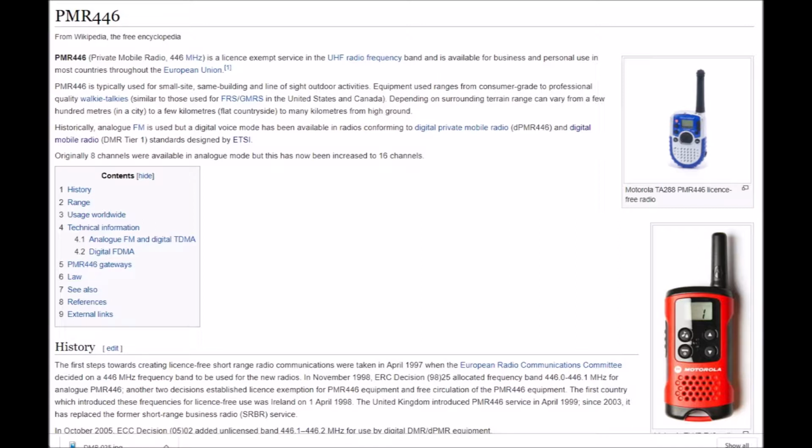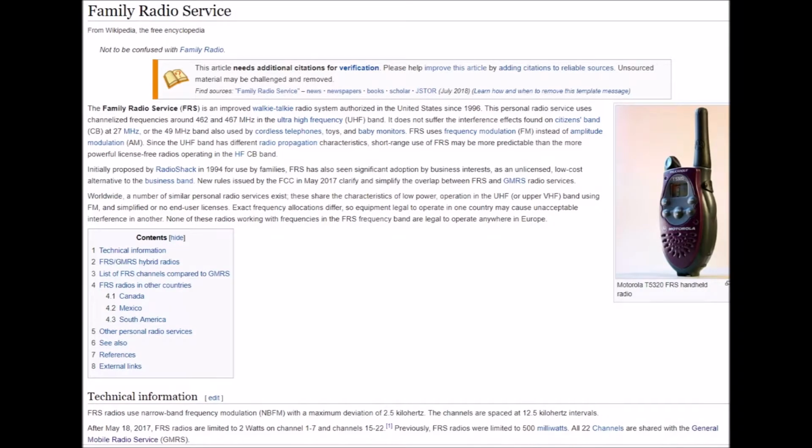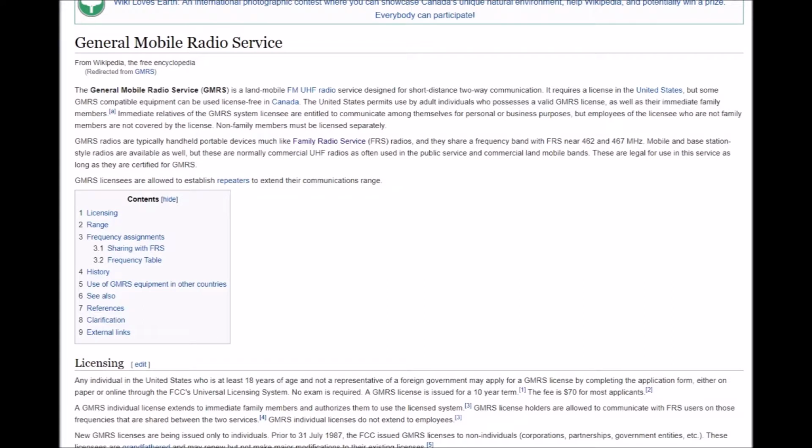Okay, so bottom line is that PMR 446 is kind of the European equivalent to the North American FRS, which is like the Family Radio Service, I think that stands for. Have to look that up. And GMRS, which I understand is becoming more and more popular as a form of kind of hobby radio.